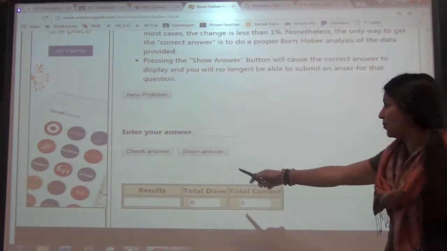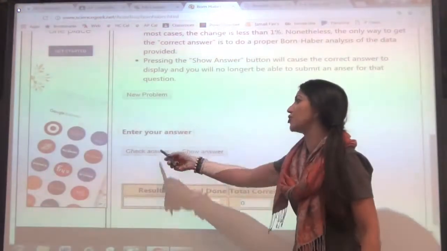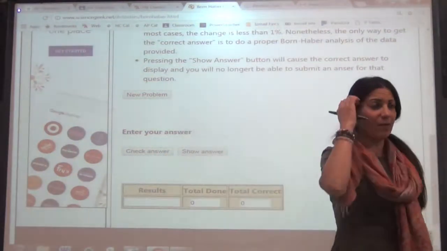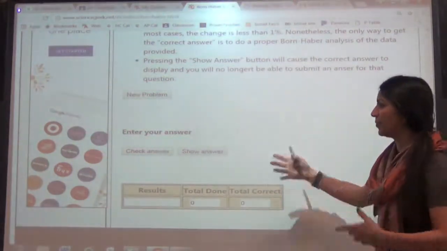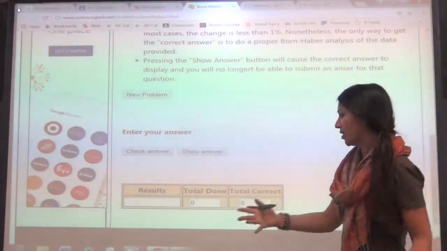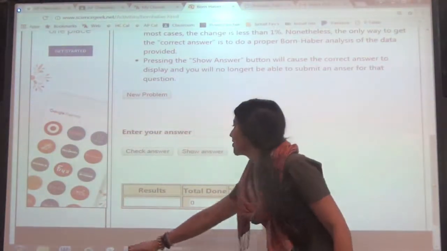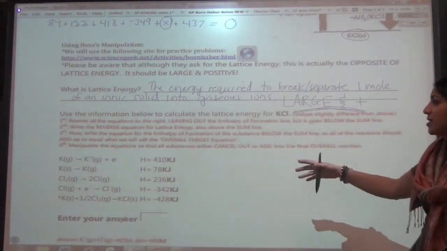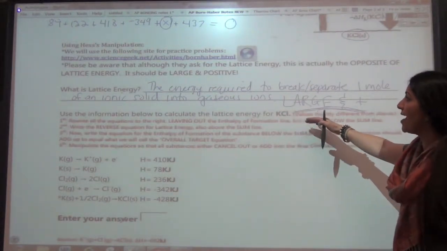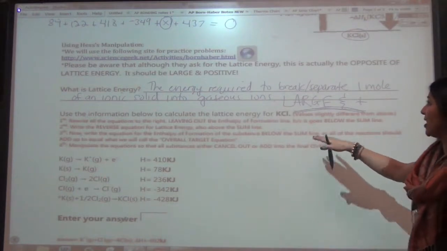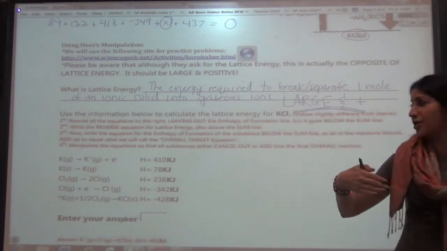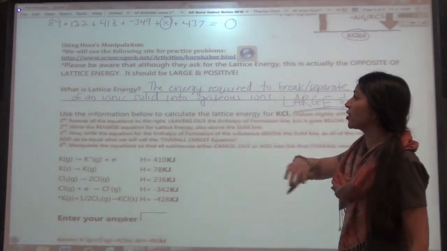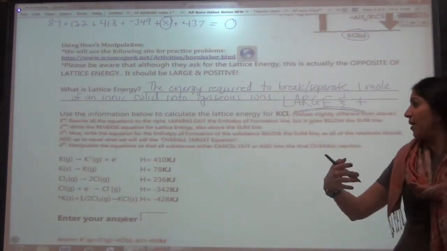And what you do is you plug your answer into here, and then you click check answer, and then it will tell you whether you're right or wrong, and it'll keep a tally of your results, okay? And you're just gonna have to do 5 of those. All right, so let's come back to this, and how does this work? So it says, number 1, rewrite all the equations to the right, leave out the enthalpy of formation line because that is gonna go below as your sum line. Number 2, write the reverse equation for lattice energy, also do that above the sum line.